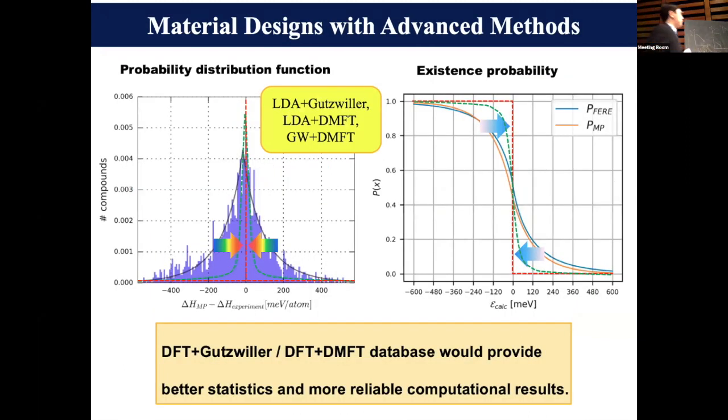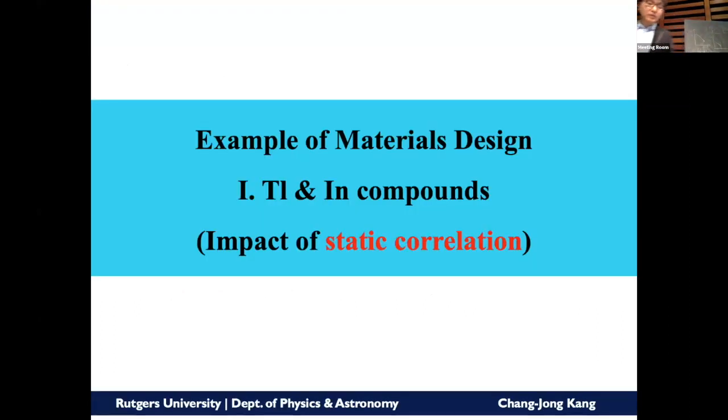Okay, so if you have the many-body database, then the distribution of the computational error close to the data function and the existence probability become a step function. So it could show the important aspect of dynamic correlation in the material design process. Okay, so far I briefly introduced the material design methodology.